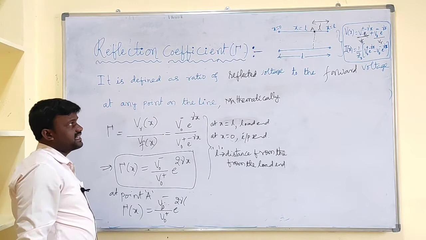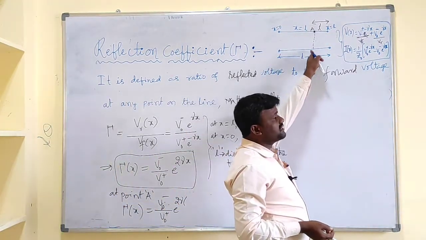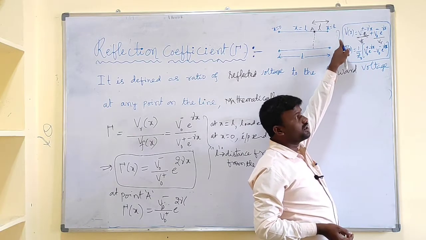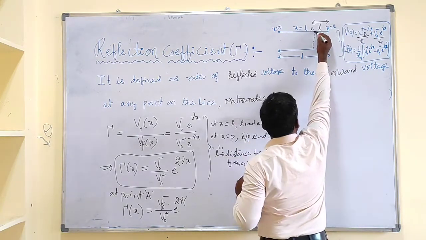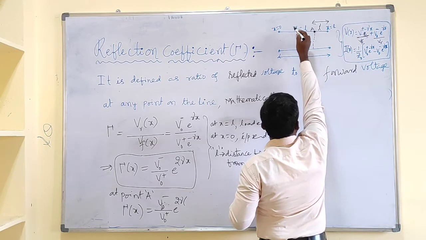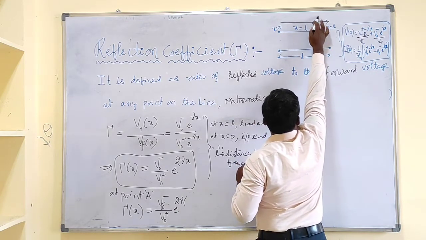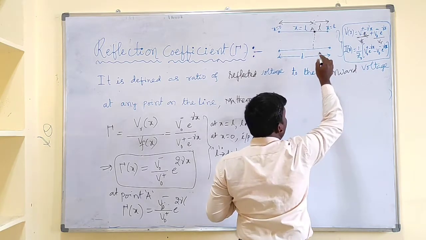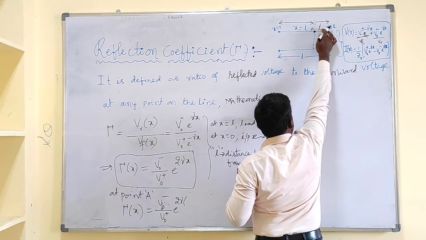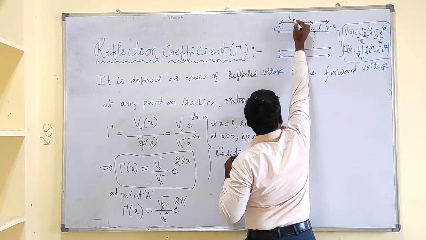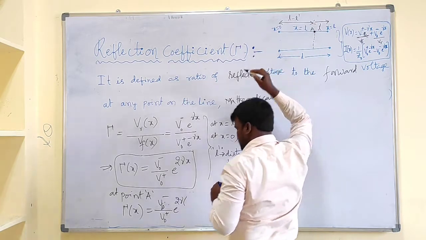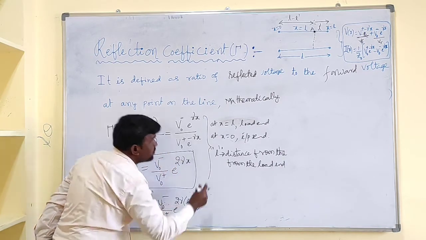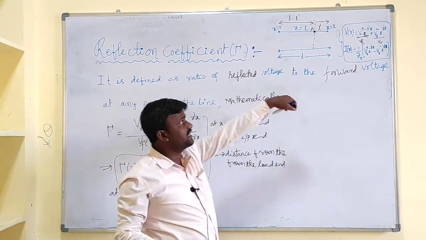Here we have to take x as what? At the source end x equals 0, and at the load end x equals L. Total length is L, so we require the length from the source end. We need to subtract L dash from L. So we can take x as L minus L dash, the distance from the source end.